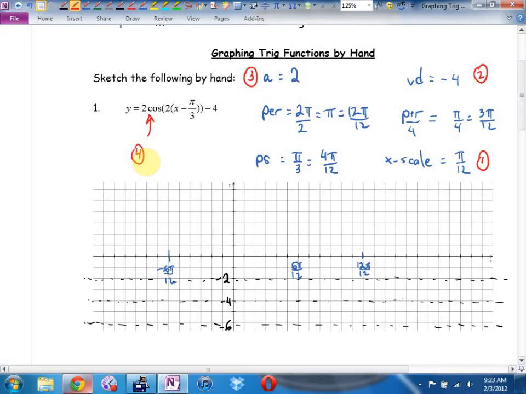1, 2, 3, 4. I'm going to hover my pencil 4 squares to the right. What am I graphing? Positive cos, negative cos, positive sine, or negative sine? My first point is going to start right there up high, because cosine starts up high.